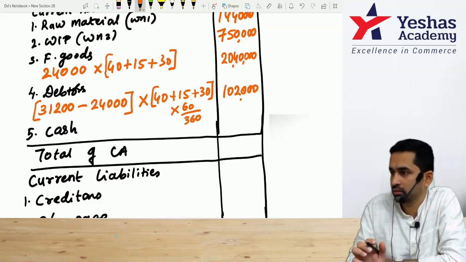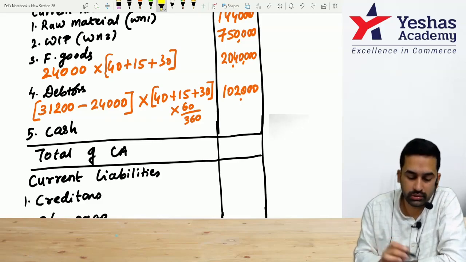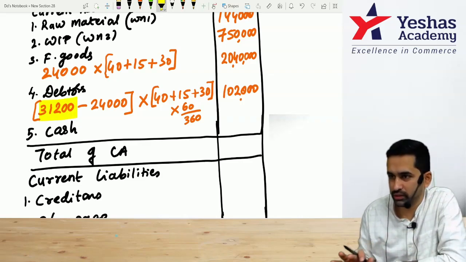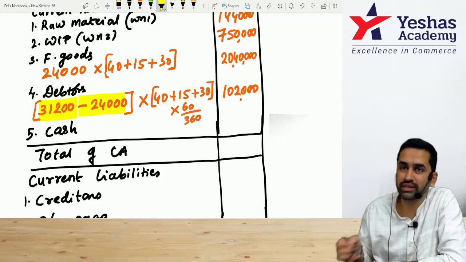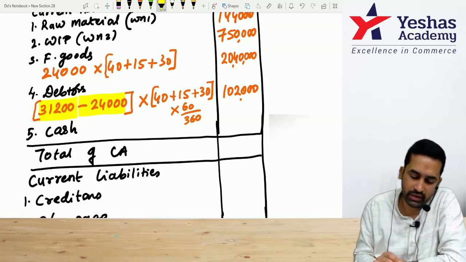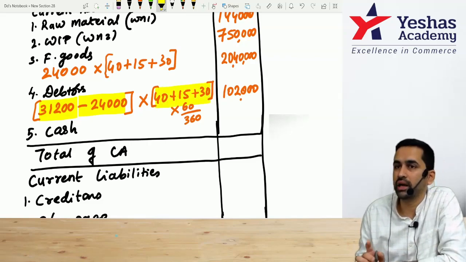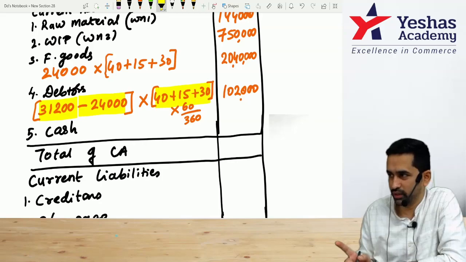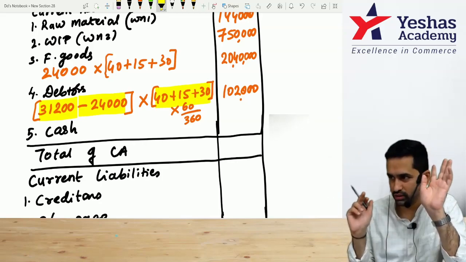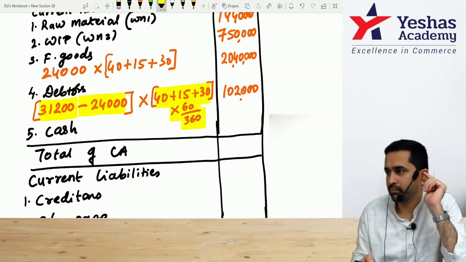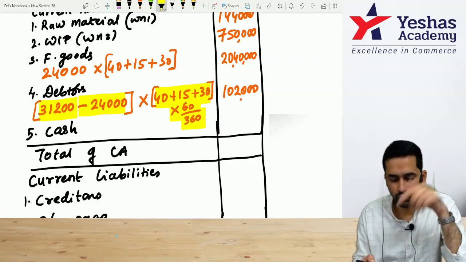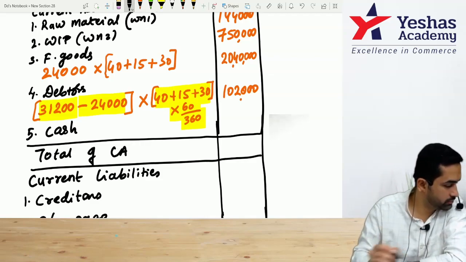I repeat, for those who are slightly confused: 31,200 production, new company, so no opening stock. In that 24,000 is still with us. That means the difference, 7,200, we have sold. When I multiply with 40 plus 15 plus 30, I get to know the cost of one unit. 40, 15, 30 is the cost of one unit into this. That will give me total cost, that into time period. Right? What else? Cash, I think, is directly given. Just copy that.